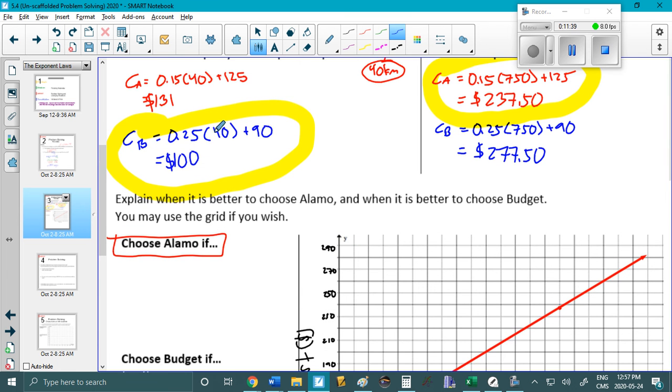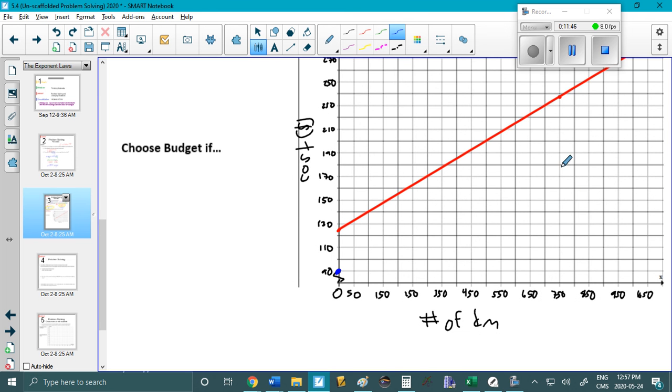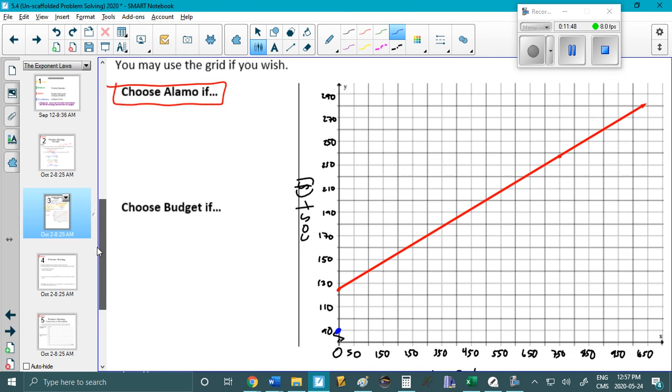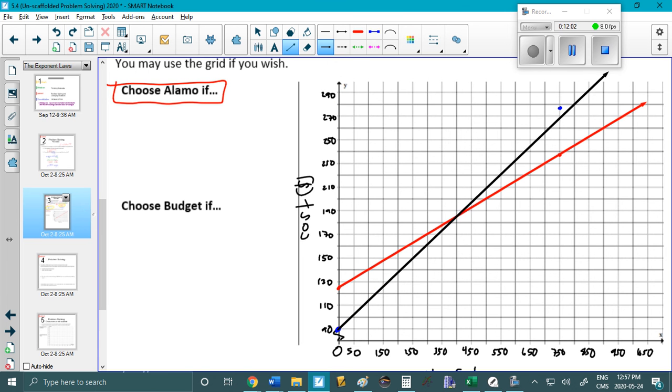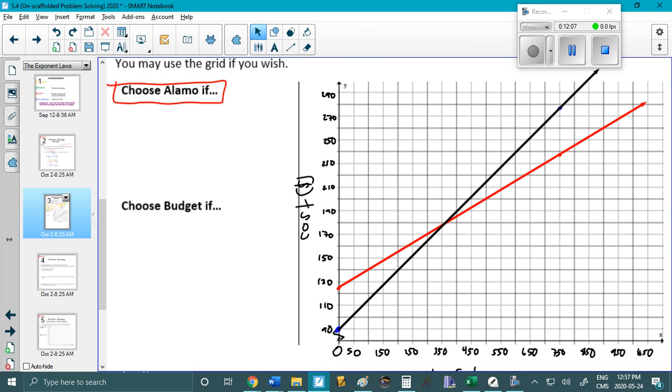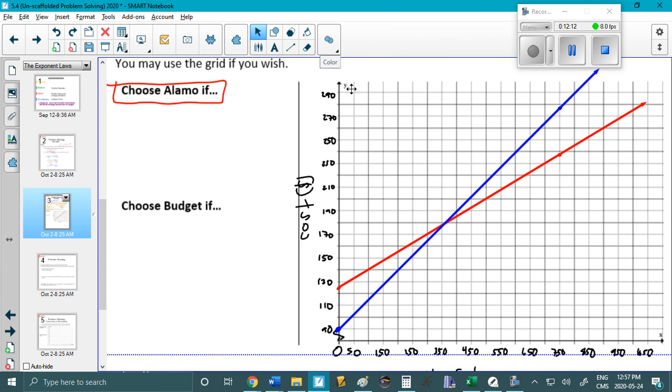Now here, this is 40, but we don't have 40. So for 750, this one costs $277.50. So 270, 280, so just shy of 280. And then we draw our line through these 2 points. And this is a concept that we're going to go over another entire day. So if you're a little bit lost right now, that's totally fine.